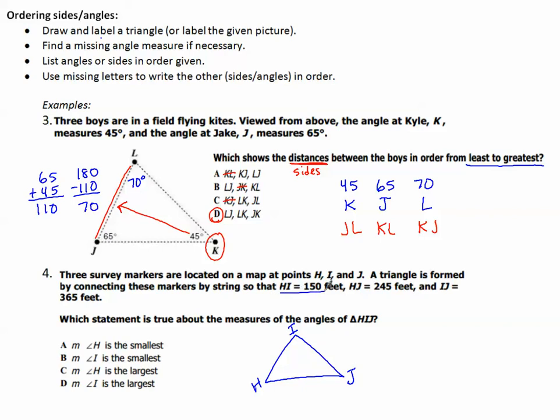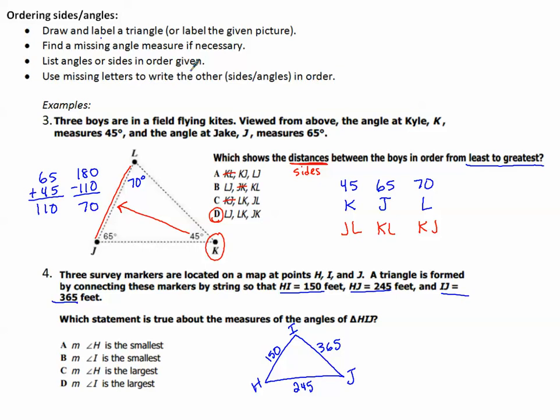HI is 150, so from H to I, 150. HJ 245, and IJ, 365. Find a missing angle measure if necessary. Well, I wasn't given any angle measures, so I'm not going to find any angle measures. List the angles or the sides in the order given.